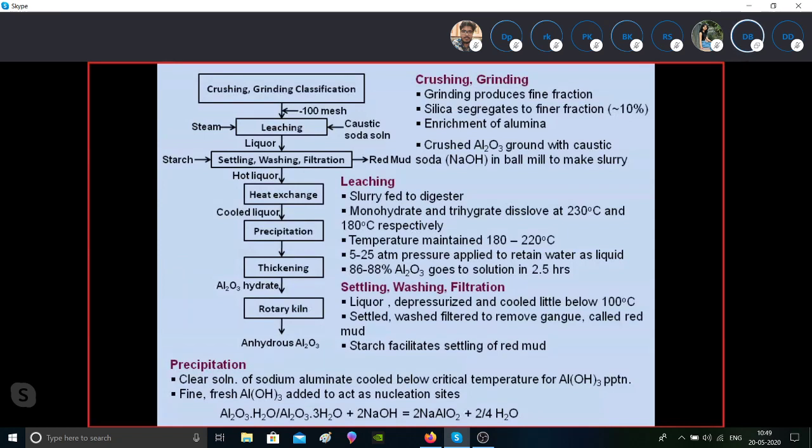So red mud is one of the major nuisances in the aluminium industry. And in fact there is no so-called commercial process available for complete utilization of red mud. A good number of efforts are going on to convert red mud into bricks, extraction of titanium from red mud, extraction of pure silicon from this, and so on and so forth.